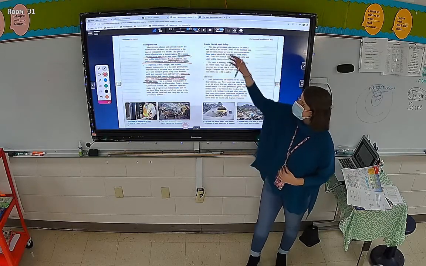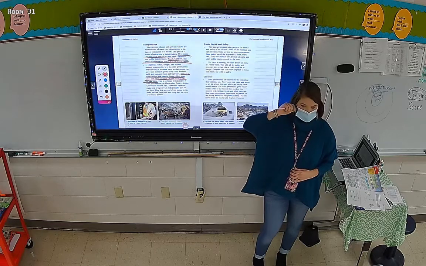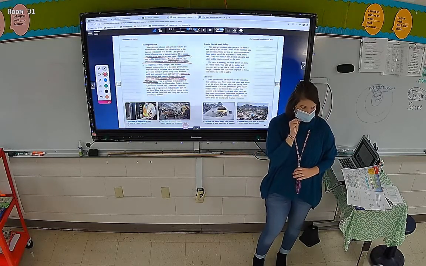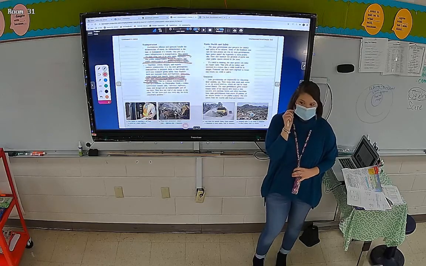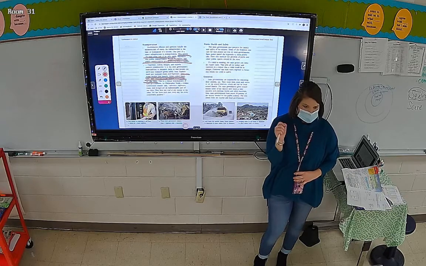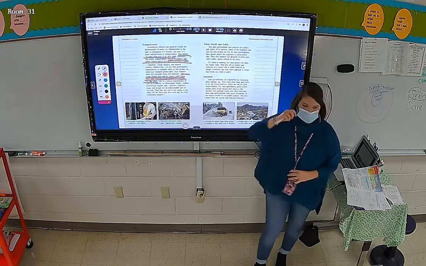All right, so public health and safety. I want you to read these two paragraphs to yourself, and then I want you to find at least one sentence that tells you what the job of the government is. Okay, what did the government do to help the citizens? Everybody's reading those two paragraphs to themselves, 6 and 7.